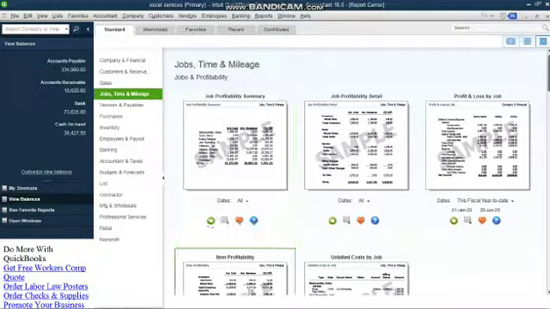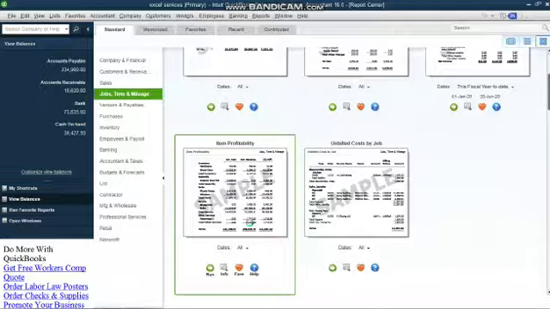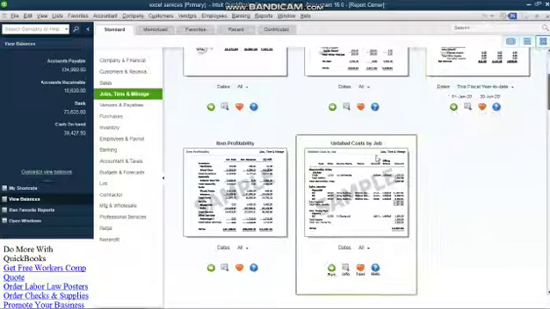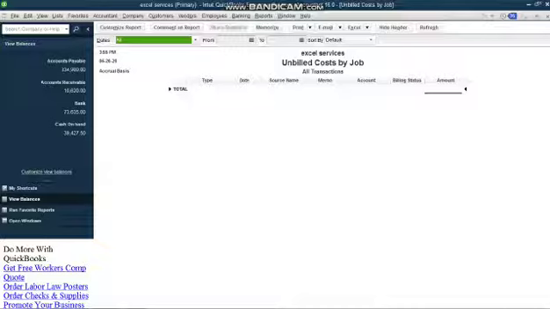You also have item profitability. This helps you to know how profitable your inventory is. Look at the actual cost, the actual revenue, the difference. So all these are very key reports. Unbilled cost by job, the jobs that you have not billed. I don't think we have any report here.